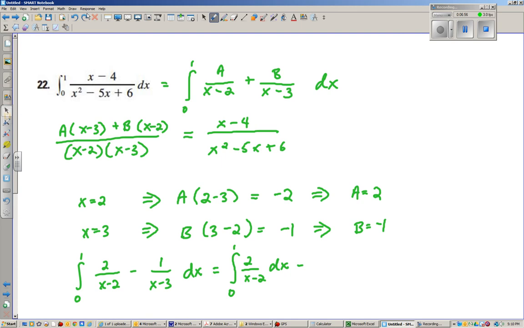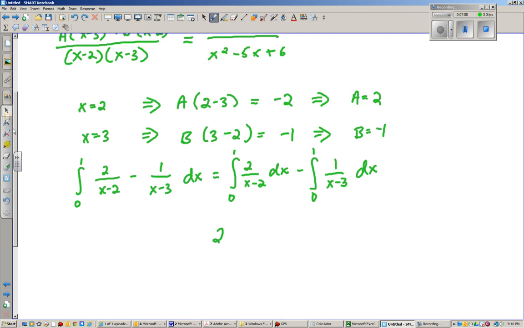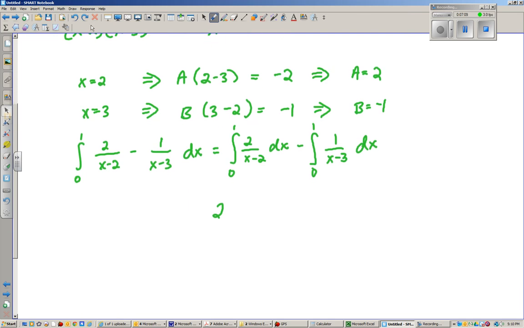So let's subtract the other integral, which is 0 to 1 of 1 over x minus 3, and then let's evaluate those. And so that first one, putting the 2 out front, will be the natural log of the denominator x minus 2 times 1, or just x minus 2. And the limits, of course, are 1 and 0. And then that second one, won't it be the natural log of x minus 3? And that will be upper and lower limits.